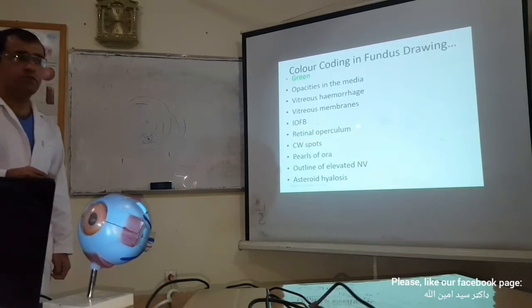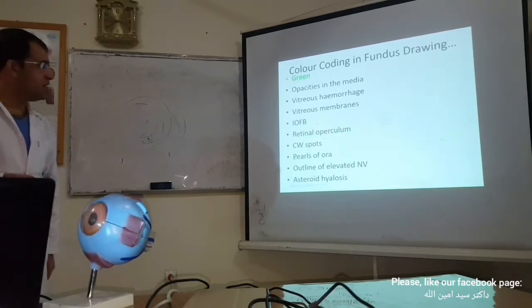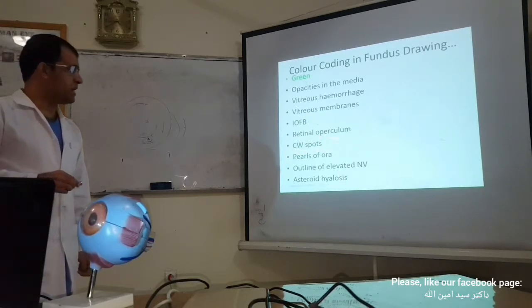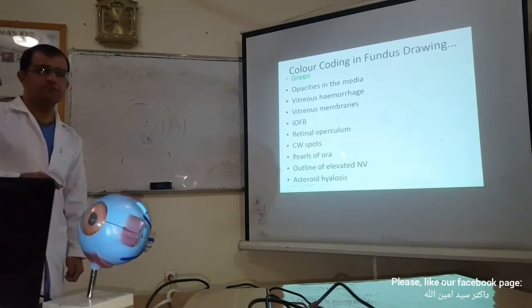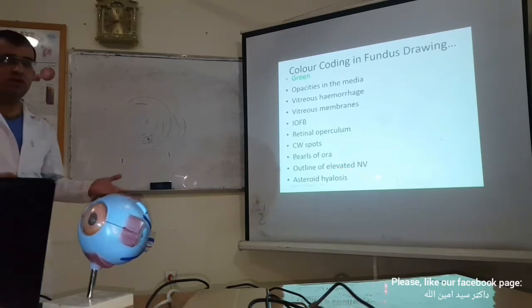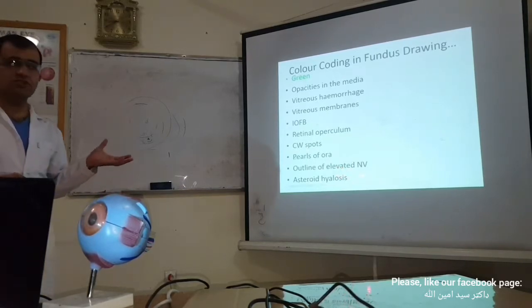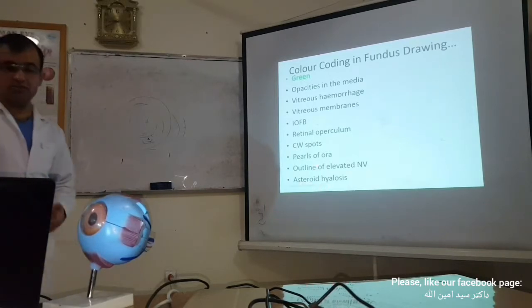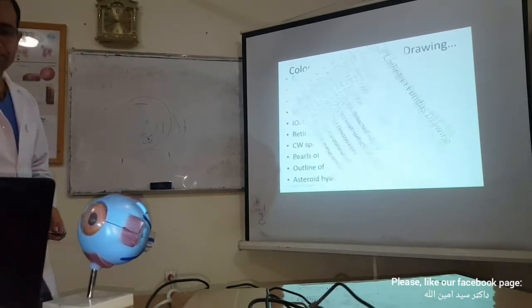Retinal operculum, because again it's attached to the retina, the operculum. And cotton wool spots, again some books say it should be in purple or yellow, and some say green. And pillars of ora, I showed to you, outline of elevated neovascularization. So outline of flat neovascularization in blue, and outline of elevated neovascularization is in green. And then asteroid hyalosis is going to be in green also.